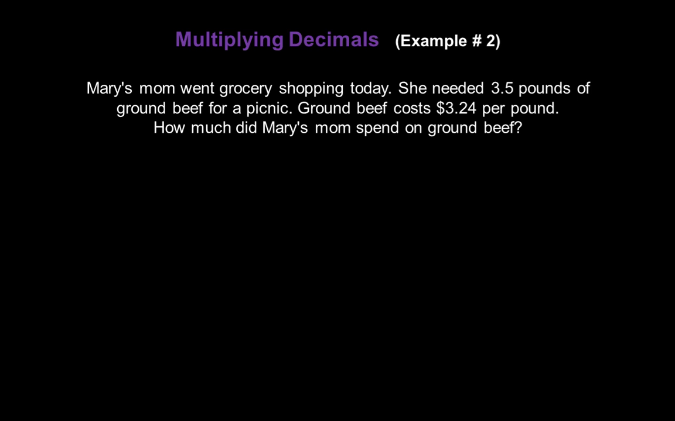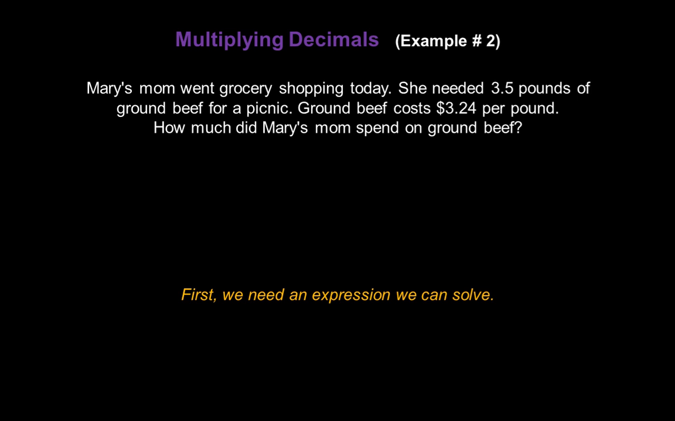Finally, let's work a word problem. Mary's mom went grocery shopping today. She needed 3.5 pounds of ground beef for a picnic. Ground beef costs $3.24 per pound. How much did Mary's mom spend on ground beef?